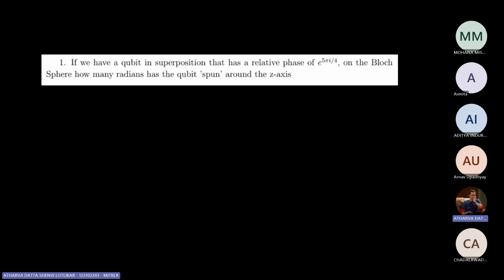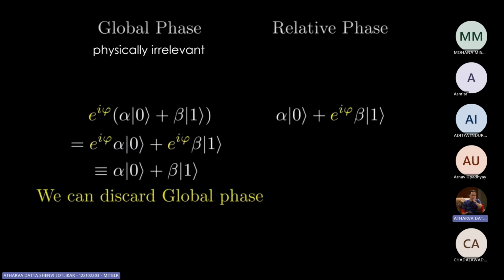So, a basic question: if we have the qubit in superposition with a relative phase of e raised to the power i pi by 4, on the Bloch sphere, how many radians has the qubit spun? The answer here is pi by 4 radians, because you can see the phi value here is essentially pi by 4. So that's a basic question on Bloch spheres, rotation and phases.